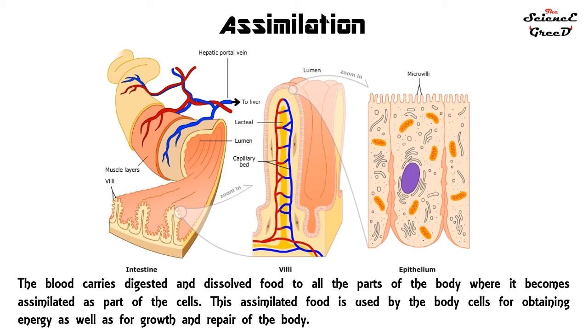The digested food which is not used by our body immediately is stored in the liver in the form of a carbohydrate called glycogen. This stored glycogen can be used as a source of energy by the body as and when required.